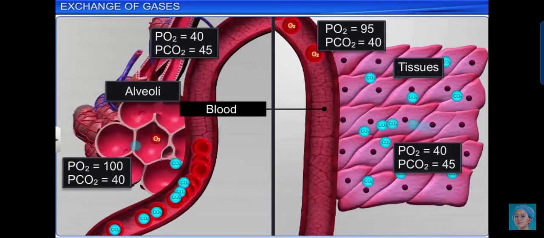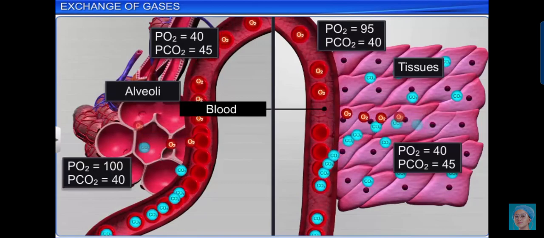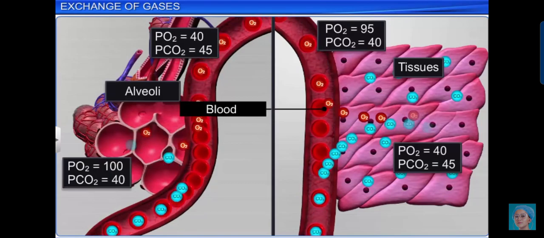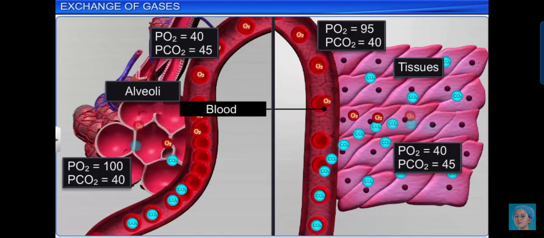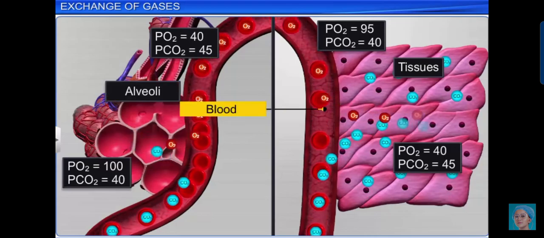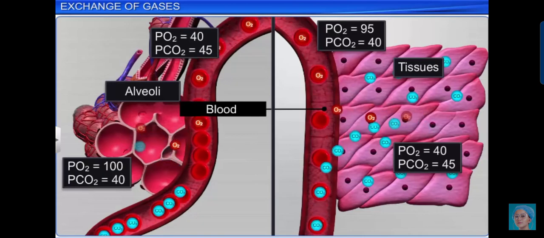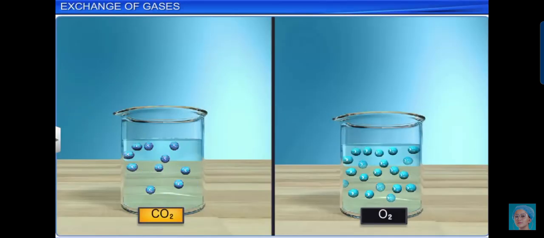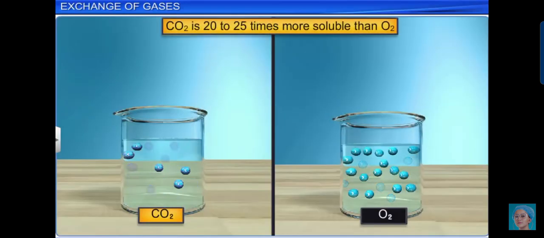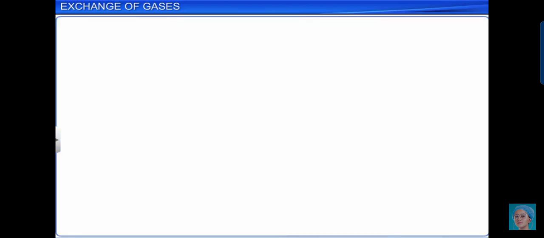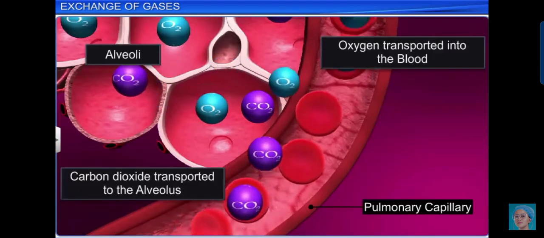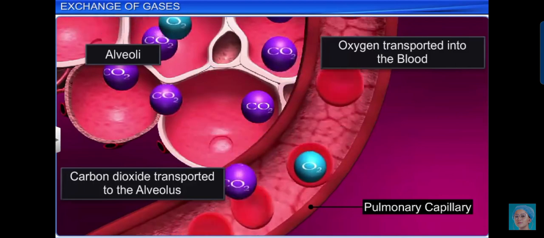This diagram denotes partial pressure for oxygen and carbon dioxide in different parts of the body, with the concentration gradient for oxygen and carbon dioxide from alveoli to blood, blood to tissues, and vice versa. As carbon dioxide is 20 to 25 times more soluble than oxygen, the amount of carbon dioxide that can diffuse through the diffusion membrane is much more than that of oxygen.